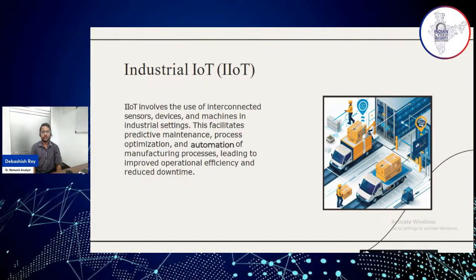Industrial IoT involves the use of interconnected sensors. These are the remote sensors that we use, devices and machines in industrial settings. It also facilitates predictive maintenance, process optimization, and automation of manufacturing processes. Now, it will lead to improved operational efficiency and reduced downtime.